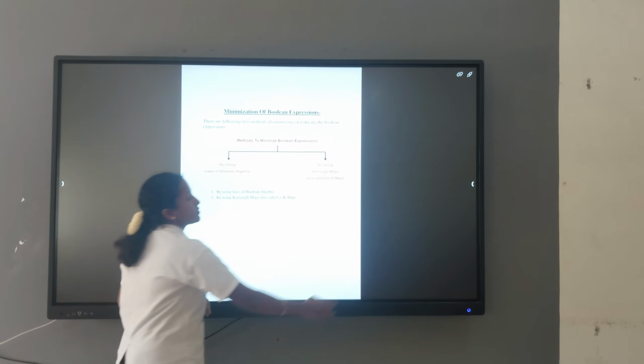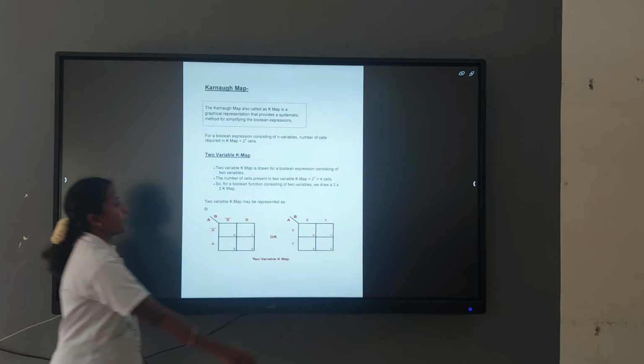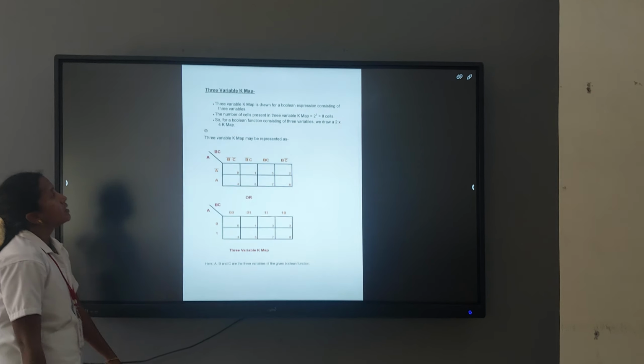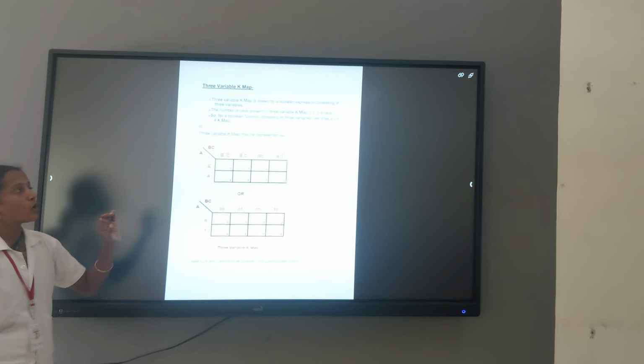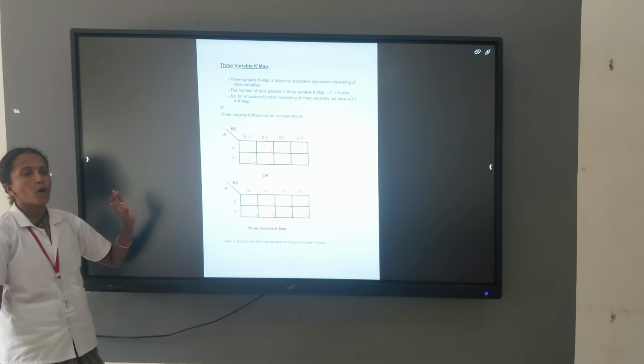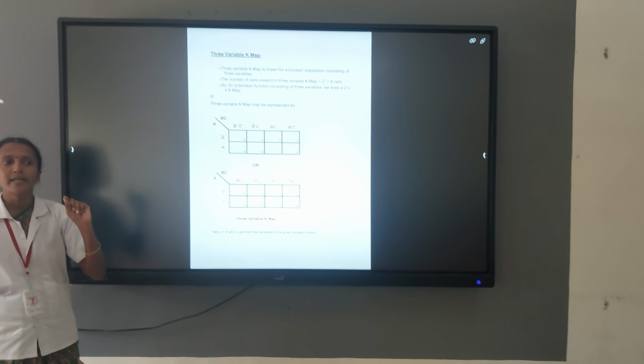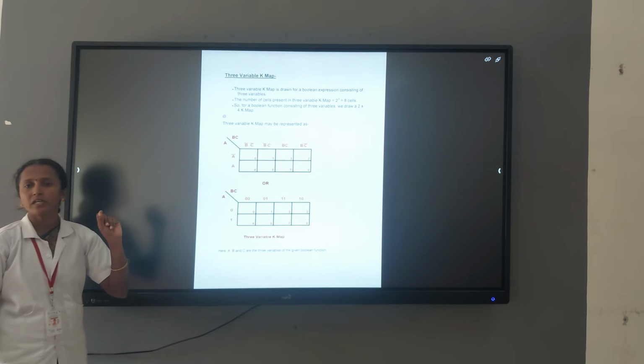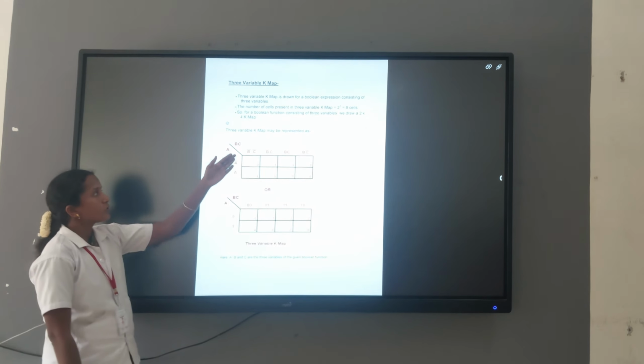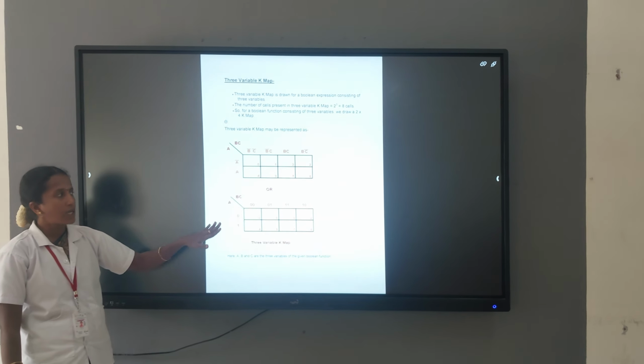Next we are going to see about the 3 variable K-map. This 3 variable K-map consists of 3 variables. By using the formula 2 power n, the small n is equal to 3. So we are using 2 power 3 equal to 8 cells. This is the graphical representation of the 3 variable K-map.